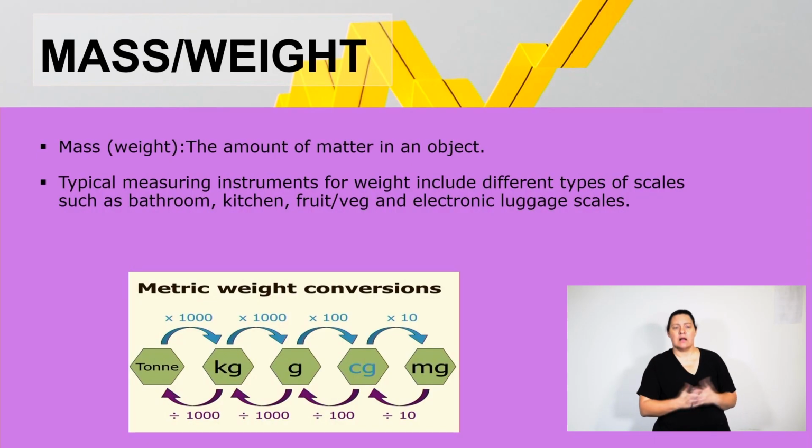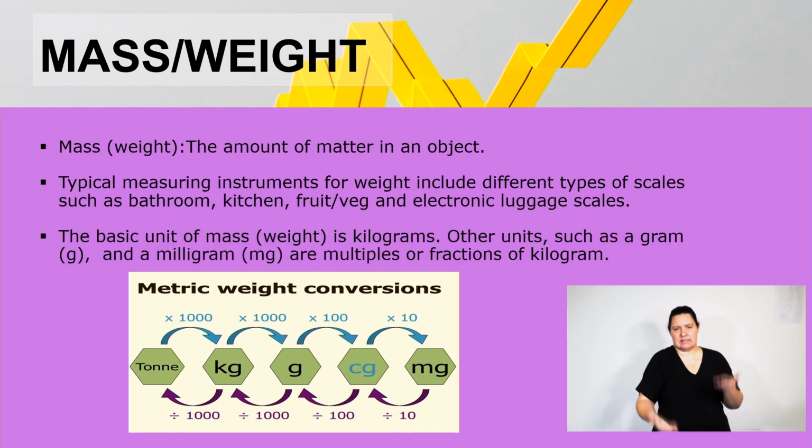The typical measuring instruments for weight include different types of scales, such as bathroom, kitchen, fruit and veg, and electronic luggage scale. The basic unit of mass, which is sometimes referred to as weight, is kilograms. The other units, such as gram and milligram, are multiples of kilograms.